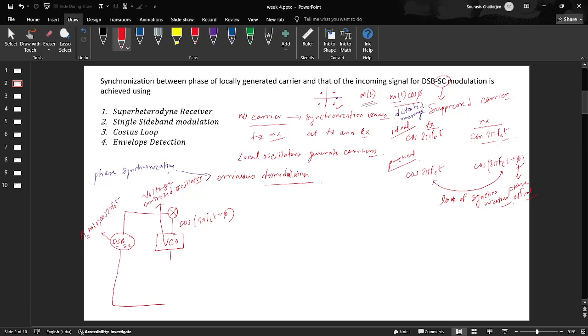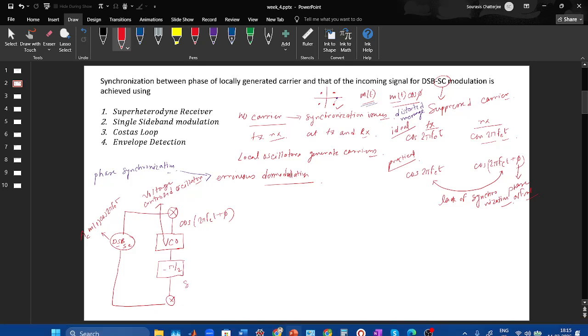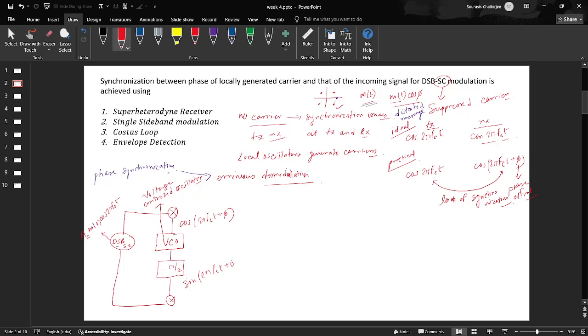Another thing I do: whatever the VCO output is, that is cos(2πfct + φ), the locally generated carrier. I shift the phase of that by minus π/2 and do similar processing at the top branch. So the VCO originally generates this. Now I am just passing this output of the VCO through this phase shifter. So essentially I am getting here sin(2πfct + φ), multiplying it, and passing.